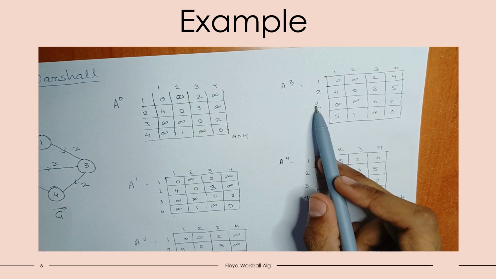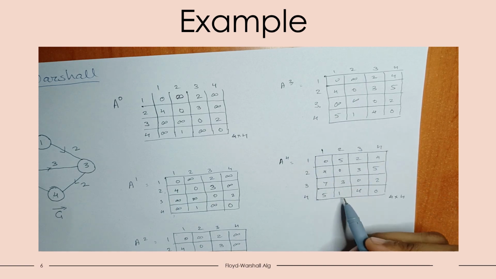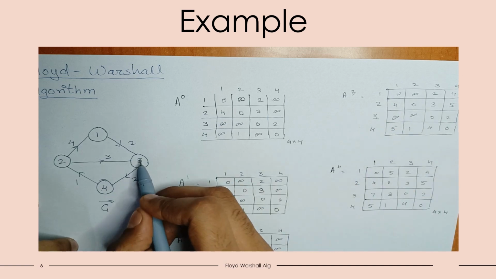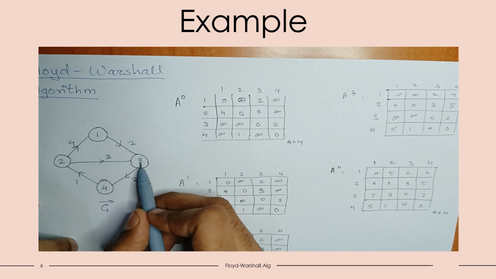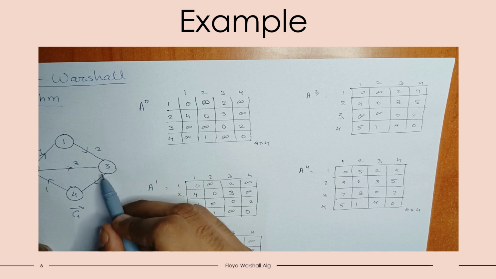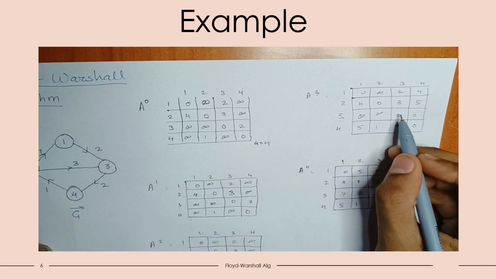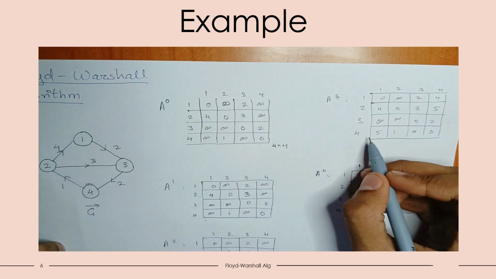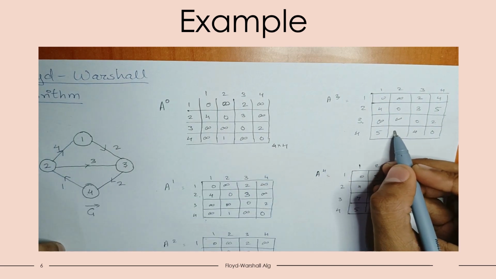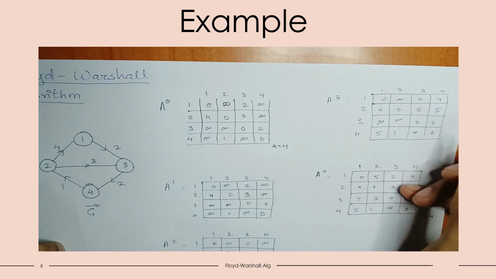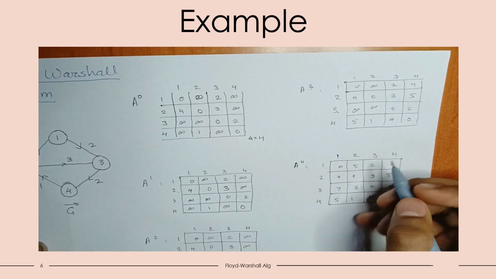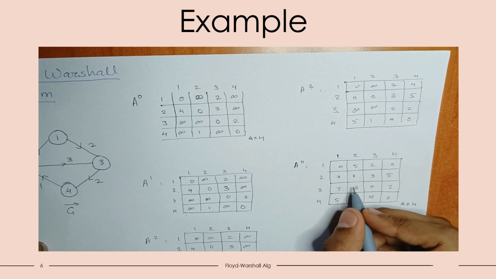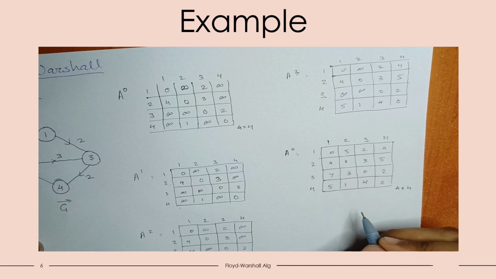Similarly, 3 to 2 was infinity here. Now keeping 4 as our intermediate vertex, we travel from 3 to 2 via 4. First we will go from 3 to 4. 3 to 4 is 2, and then 4 to 2, 4 to 2 is 1. So 1 plus 2 is 3, which is lesser than infinity. So this new value assigned in the matrix A4 is 3, and hence we get our final matrix as this.